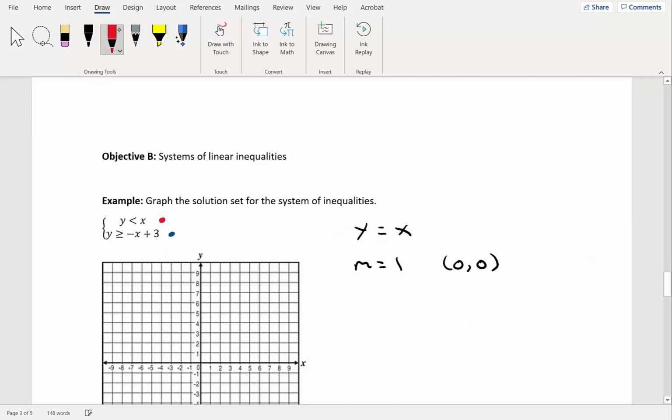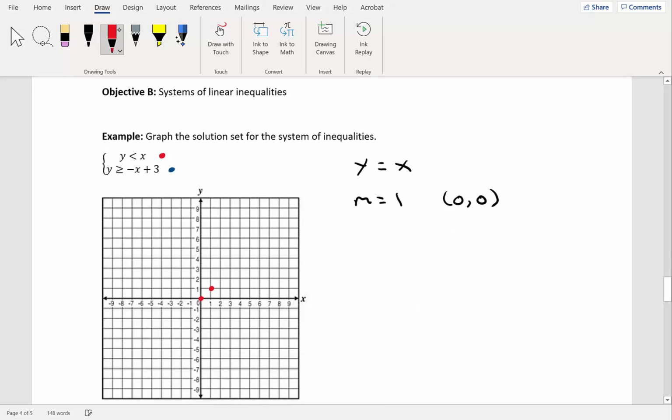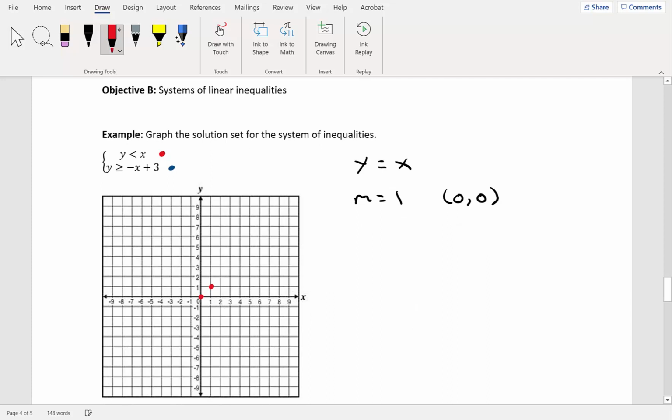So let's go ahead and graph that. So I have (0, 0) is my y-intercept, and my slope is telling me to go up 1 and then to the right 1. Okay, I have 2 points, and now I could go ahead and sketch the graph. So since it's just a less than symbol, that means I have a dotted line.